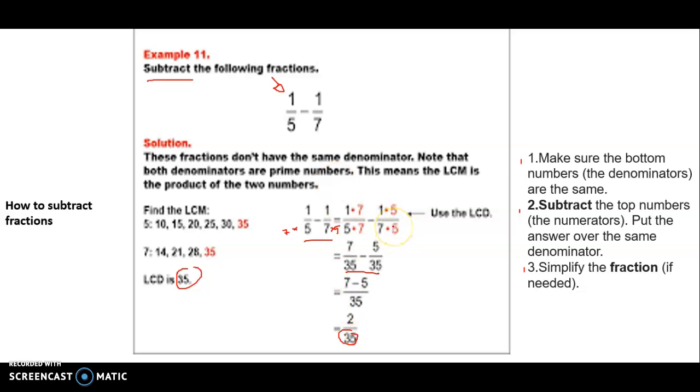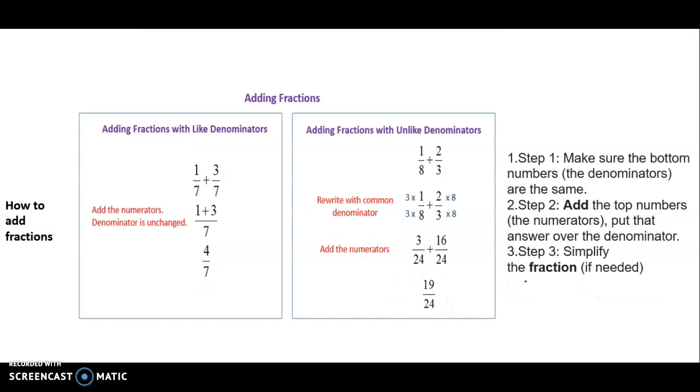So this is just a quick example. What do I mean by this? We subtract just the upper numbers, and the denominator stays the same. 7 minus 5 is 2, which is going to be 2 over 35. And we simplify a fraction if needed, but here we don't have a fraction to simplify, so we're just going to go to the next one.